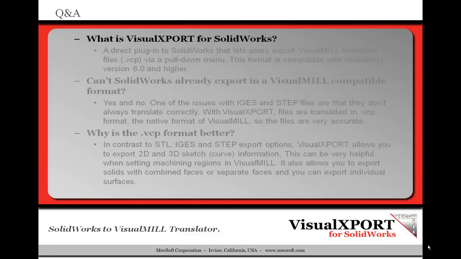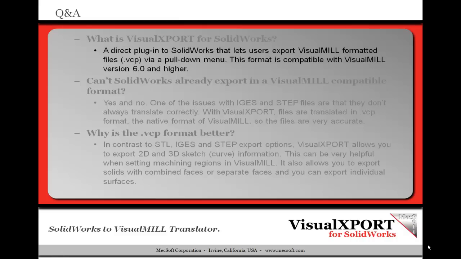Let me go ahead and go to my next slide here. I'm going to take a Q&A approach to this presentation. And my first question is, what is VisualXPORT for SolidWorks? VisualXPORT for SolidWorks is a direct plugin to SolidWorks that lets users export VisualMill formatted files, which are in .vcp format, via a pull-down menu inside SolidWorks. This format, .vcp, is compatible with VisualMill version 6.0 and higher.